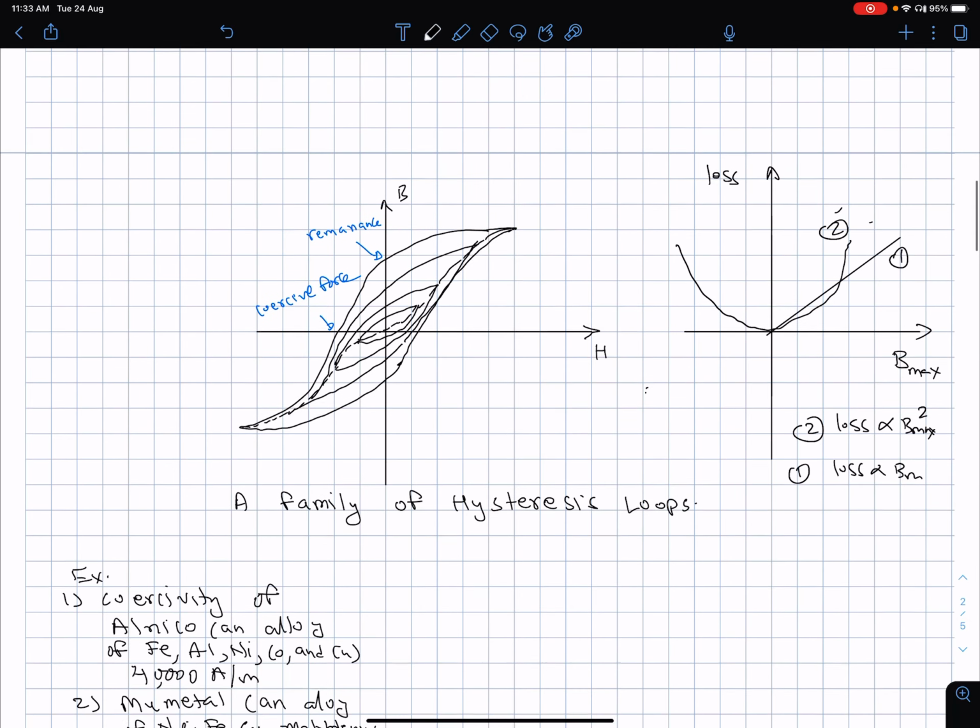And so in general, the hysteresis loss is going to be proportional to Bmax to the power of some n, an increasing function, where n could range from approximately 1.5 to 2.5. This is the kind of function that you will get when you look at the hysteresis loss.